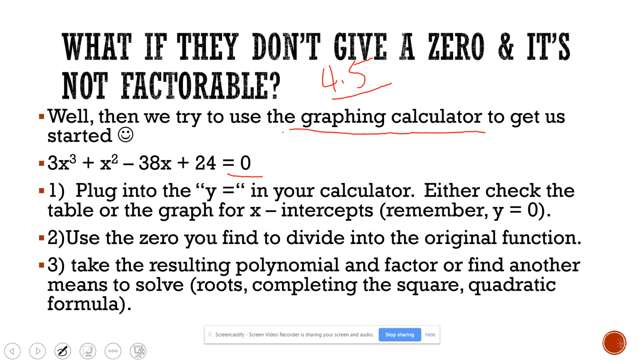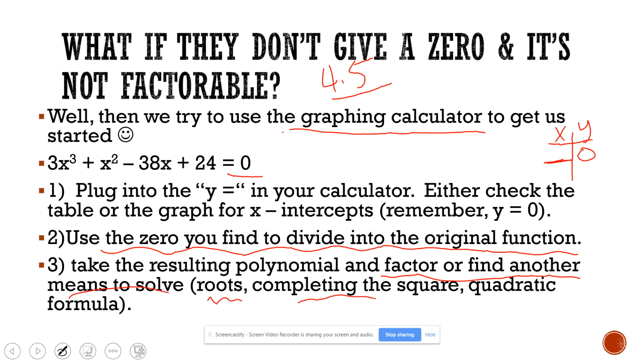After we do that, we check the table or the graph for the x-intercepts. Remember on our table, x, y, it would have to have a 0 over here in the y column, and whatever the value is here for x is then the x-intercept, the root, the 0, the solution. We're going to use what we find and then do what we were doing before, divide. Take that answer to our division problem and factor or find another means to solve. We can use the square roots or backwards order of operations, completing the square, or quadratic formula, and that'll give us the rest of our answers.